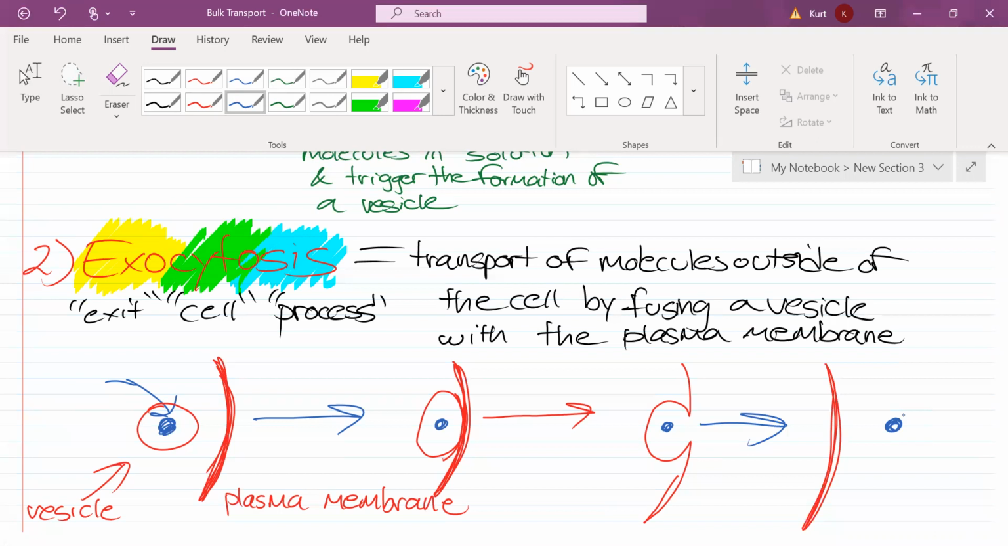Maybe it needs to go do something in the extracellular space. Maybe it's needed by another cell somewhere far away and it needs to travel to it. So this is not necessarily the cell just getting rid of trash. That is an option, but it's not the only option. Okay? All right, that is it for this lesson.